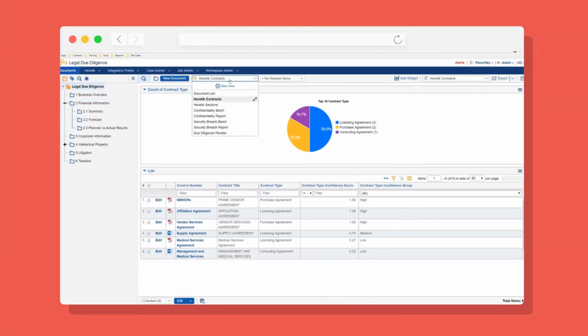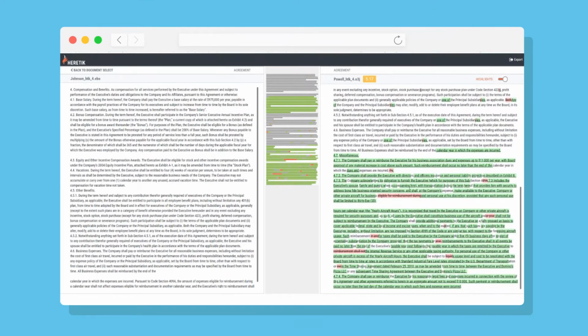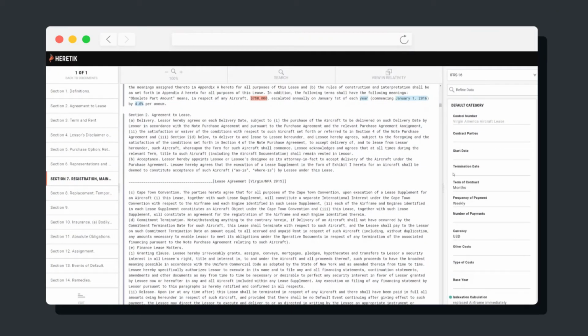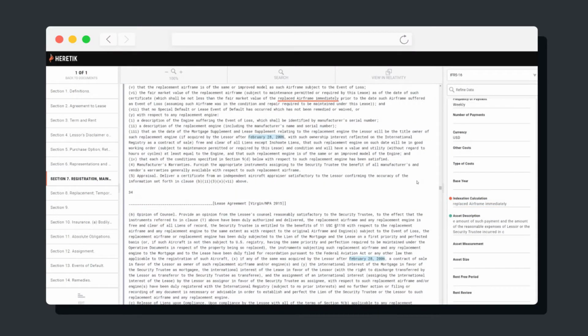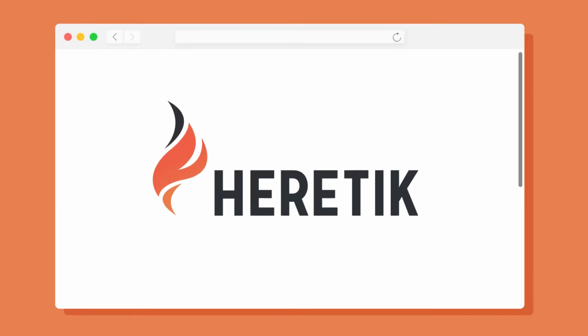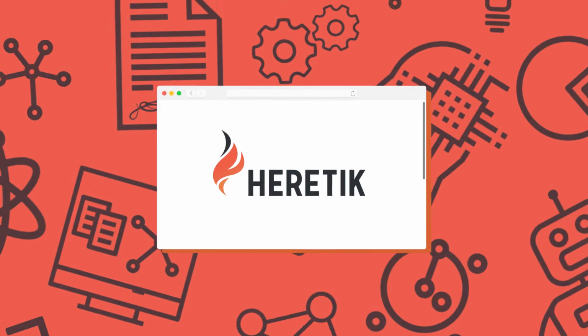Whether you're managing a massive M&A transaction, comparing messy employment agreements, or extracting critical data in bespoke contracts, our machine learning solution reduces days or weeks of work to minutes. We know there are a lot of contract review tools out there, but Heretik is different.